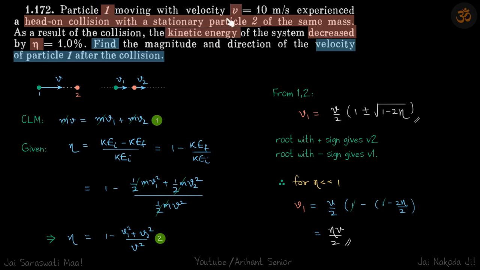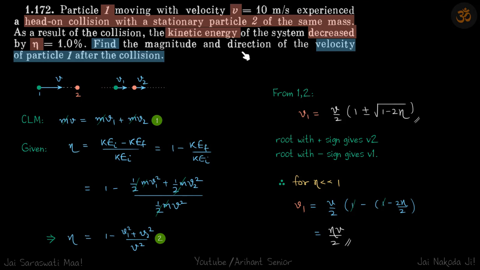We have a particle that's moving with velocity v and it undergoes head-on collision with a stationary particle of the same mass. It's given that the kinetic energy of the system decreases by eta equal to 1%. We need to find the velocity of particle 1 after collision, its magnitude and direction.